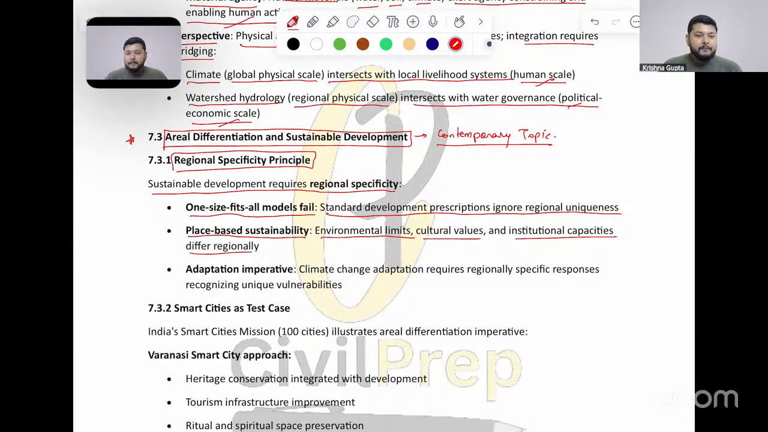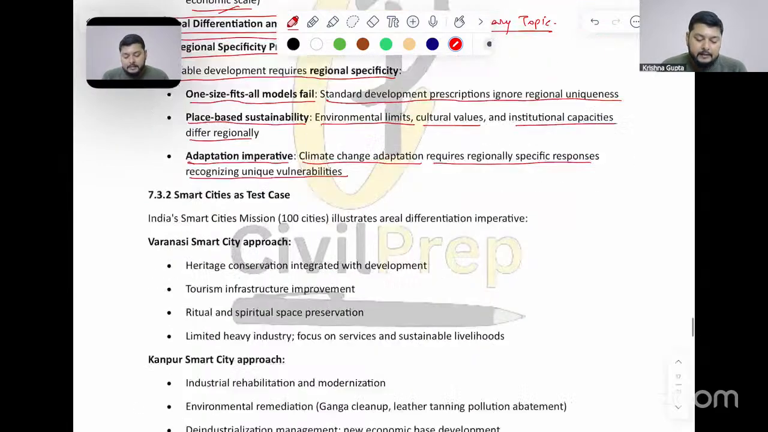For example, the belief system present in the region of Kanpur and in the region of Varanasi is highly different. Therefore, the working or development of both cities is highly different from both perspectives. Then the adaptation imperative: climate change adaptation requires regionally specific responses, recognizing unique vulnerabilities in different regions.